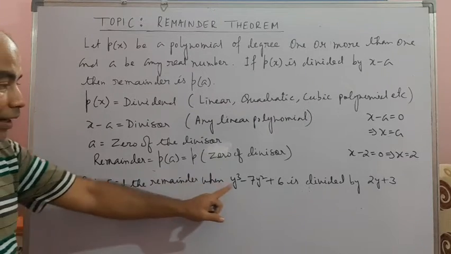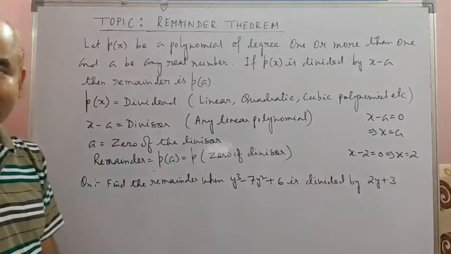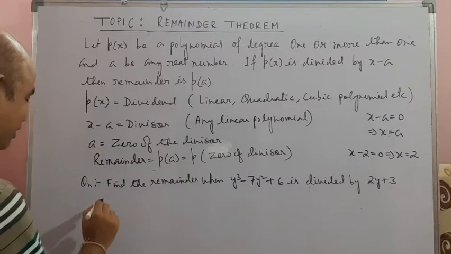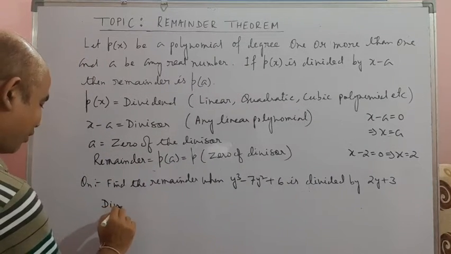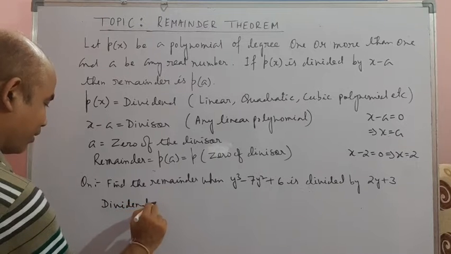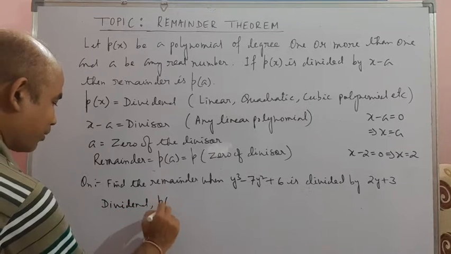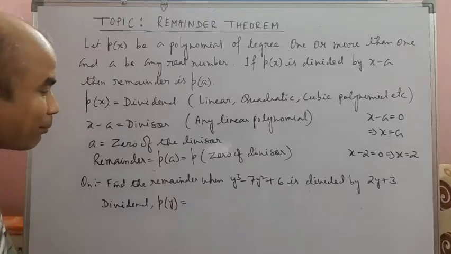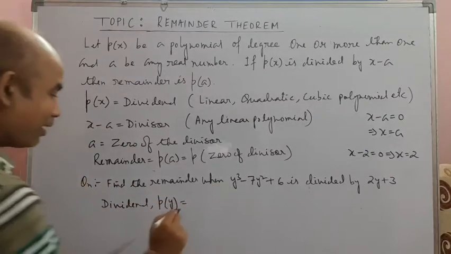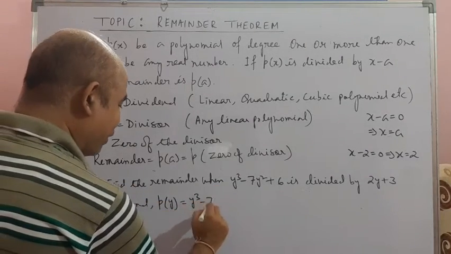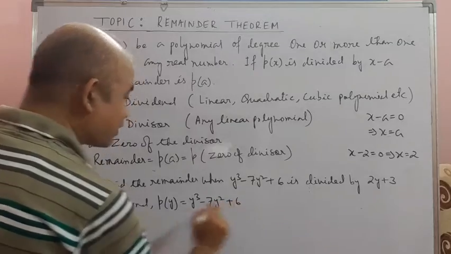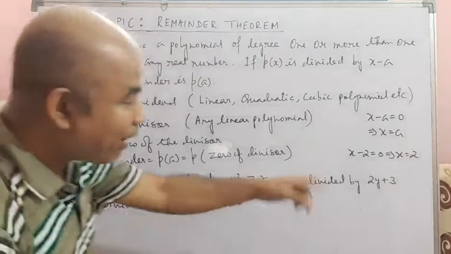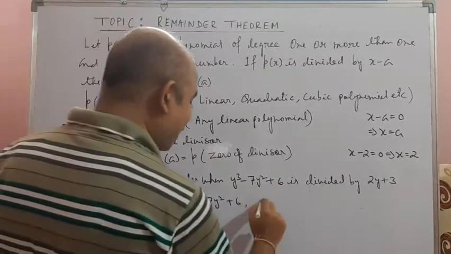Find the remainder when this polynomial is divided by 2y plus 3. So here, simple thing: what is our dividend? The dividend, which we can denote by p(y) because the variable is y, is y cube minus 7y square plus 6. It is divided by 2y plus 3, so what is our divisor?